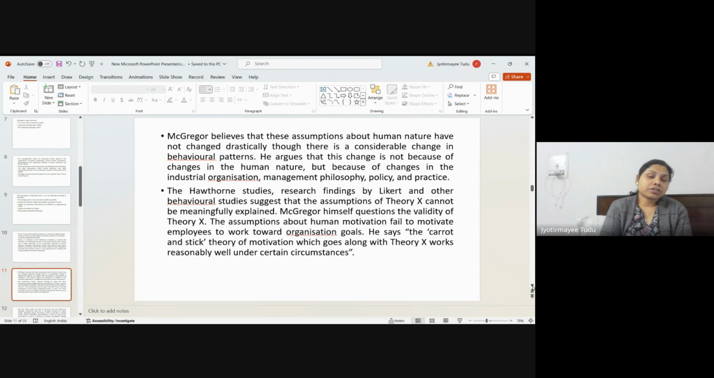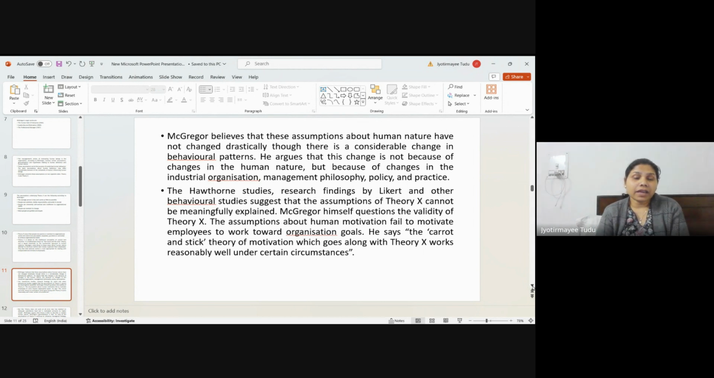So if we consider the Hawthorne studies, research findings by Rensis Likert and other behavioral studies, they do suggest that the assumptions of theory X cannot be meaningfully explained. How could we meaningfully explain theory X? They have predicted how we validate theory X in the organization. So far as organizational requirements are concerned, individuals exhibit their behavior as per the requirement of the organization. But why has such a behavioral pattern been shown?